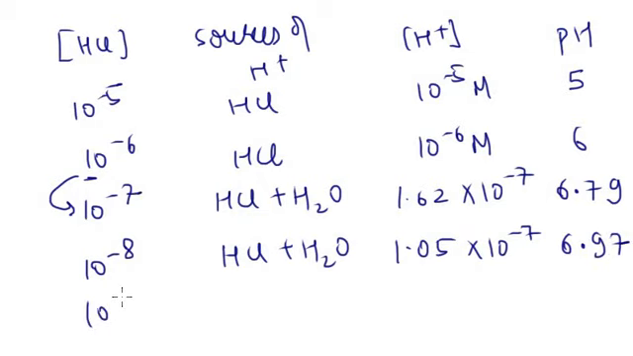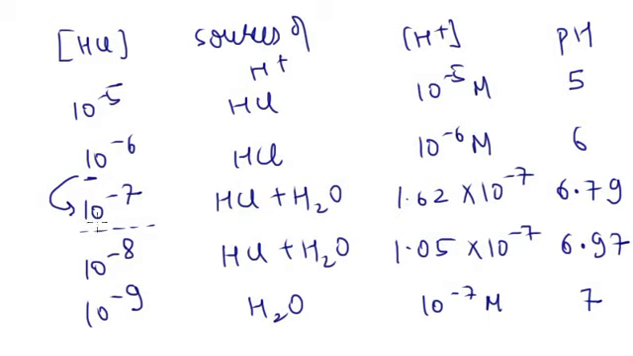Now suppose the concentration of HCl is 10 to the power minus 9. We see that the H2O gives 10 to the power minus 7 molar H plus. When we are using 10 to the power minus 9 molar HCl, that means the water will dominate. The H plus from water will dominate, so the source of H plus will be water only. So it is 10 to the power minus 7 molar, and the pH comes out to be 7. Right? So all these things you are going to see when we are using a strong acid, how the pH will behave.